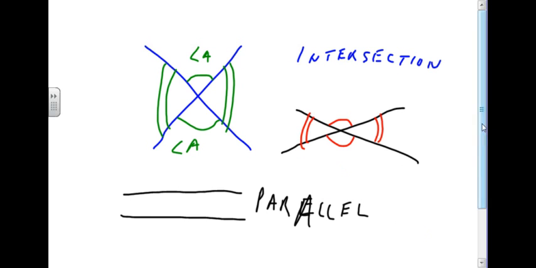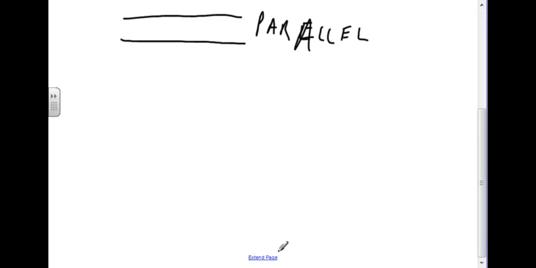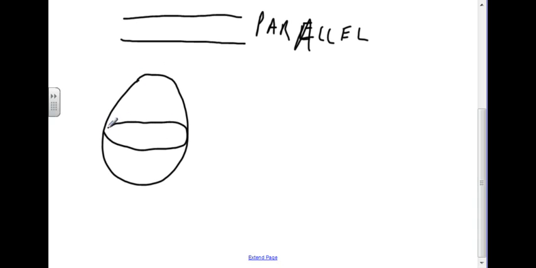Now, do parallel lines ever intersect? No. Yes. Parallel lines on a globe, on a sphere, will intersect twice. So if I'm dealing with spherical geometry, then I've got this line which is the equator, and I have this other line which goes to the North Pole and back, and so parallel lines will intersect twice.